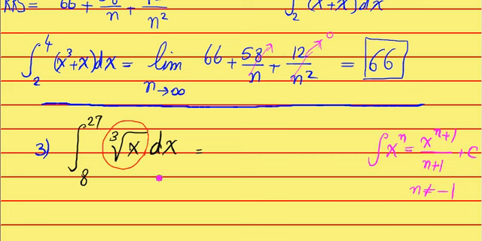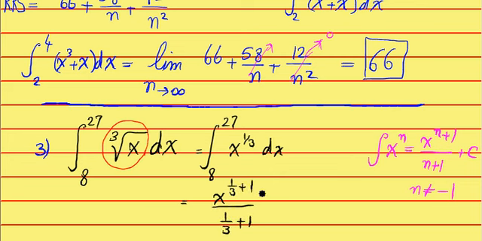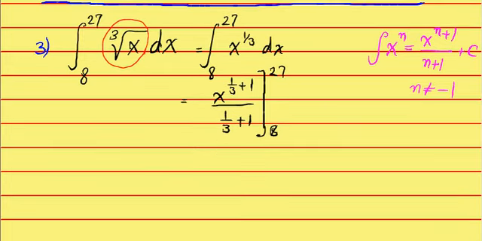So our n here is just 1/3. So let me rewrite this. Integral from 8 to 27 of x to the power of 1/3 dx. Well, the antiderivative of x to the power of 1/3 is x to the power of 1/3 plus 1, and we have to divide by that, so I divide, and this is the antiderivative. In the antiderivative we plug these two numbers. Traditionally it's written like this, with 8 and 27, and then we calculate.